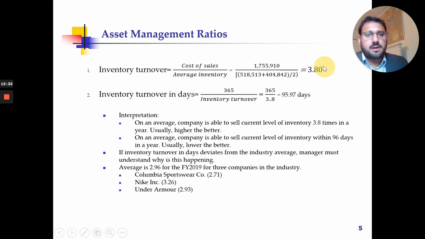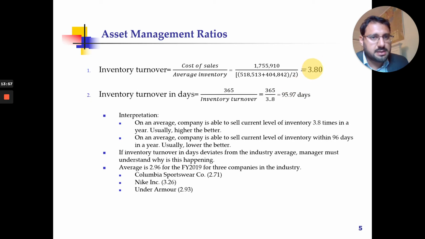This number, if it is higher, is good. We want this number to be high. It means that the company is successfully able to sell the current level of inventories many times. So we want this number to be higher, because the more they are able to sell, the more gross profit they will be able to generate. And this other number we want to be low.